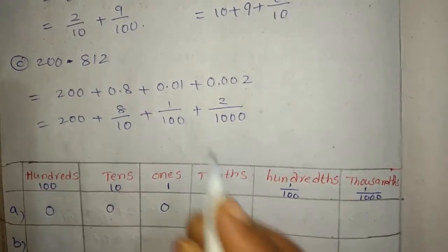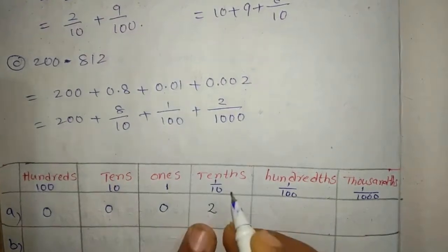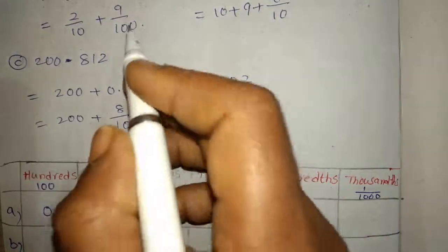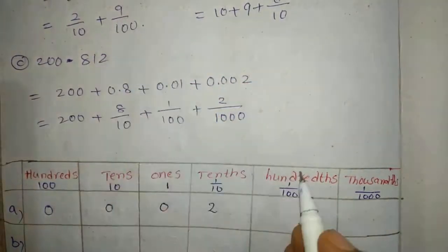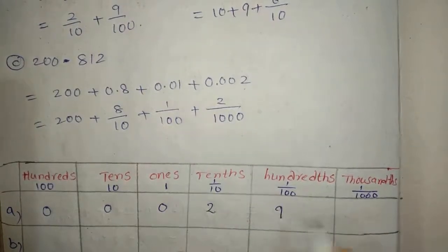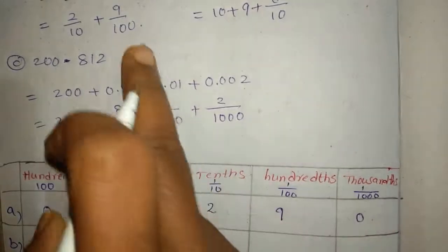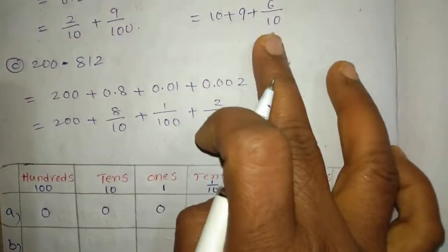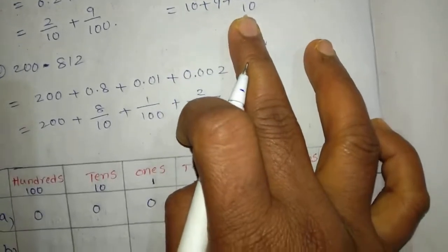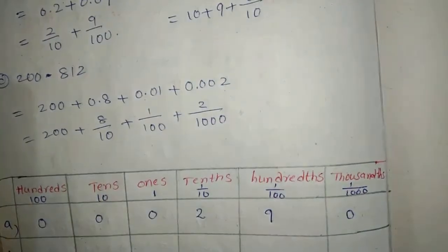Tenths, how many? 2. So here we write 2 in this tenths place. Now how many hundredths in this? That is 9. 9 hundredths is there. So we write in this hundredths place 9. Here we write 0 because there are no thousandths. So, second one, that is B. In B, how many hundreds are there? Nothing. So, we write 0 in this.